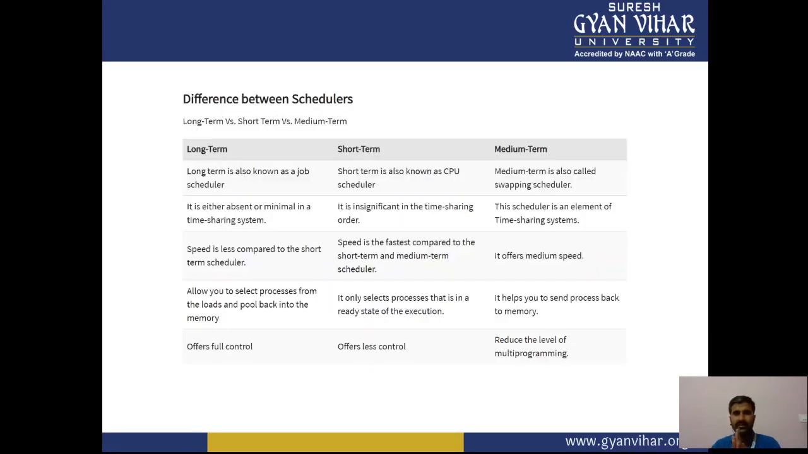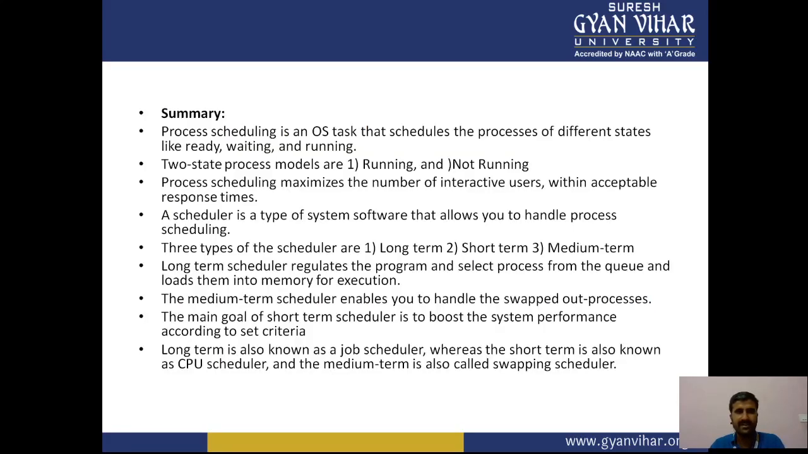Now let's differentiate between long-term, short-term and medium-term. Long-term is also known as the job scheduler, short-term is also known as the CPU scheduler, and medium-term is also called the swapping scheduler. Time sharing is either absent or minimal in the long-term, but it is significant in the short term. The medium-term scheduler is an element of time sharing. They offer full control, less control, and reduce the level of multi-programming. So these are certain differences between them.